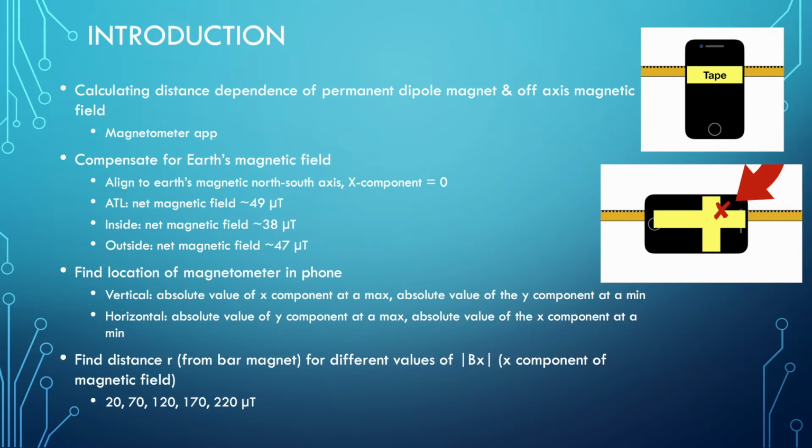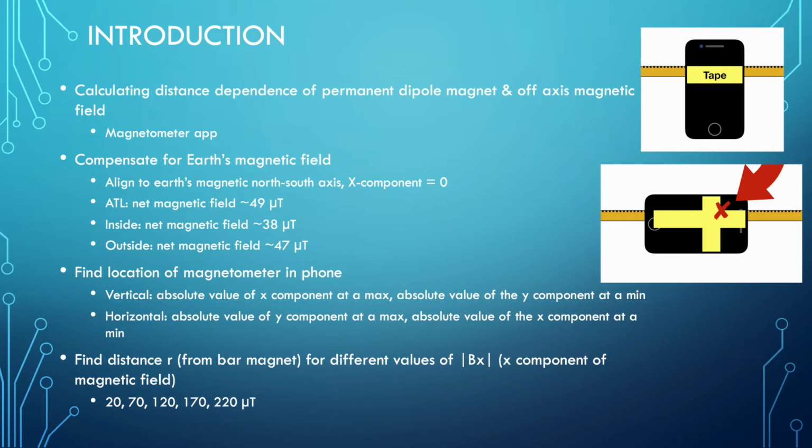So the first thing we had to do was compensate for the Earth's magnetic field. So we had to align our phone to the Earth's magnetic north-south axis, which is where the x component of the magnetic field is 0. So in Atlanta, when the x component of the magnetic field is 0, the net magnetic field will be 49 microteslas. And when I first opened my phone and I was indoors and I found where the x component was equal to 0, my net magnetic field was 38 microteslas.